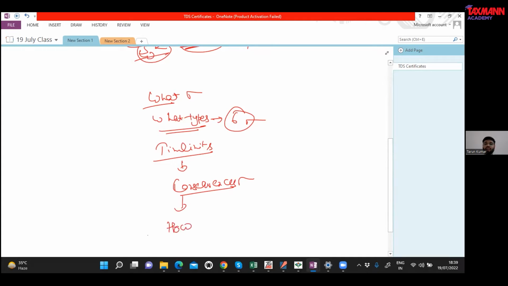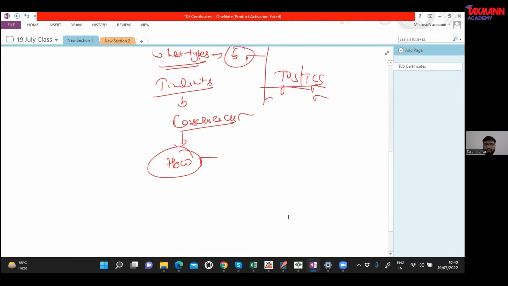Then there is a practical part, how to issue TDS certificate, right? So mainly there are 5 things which we need to learn in today's class. What is TDS certificate? What are types of TDS certificate? What are timelines? What will be the consequences, and how to get the TDS certificate? So these details will be basically for TDS as well as TCS certificate. So we'll be covering both the things, how to get the TDS certificate and how to get the TCS certificates. So this is the basic theme of today's chapter, what we'll be going to discuss in today's lecture.